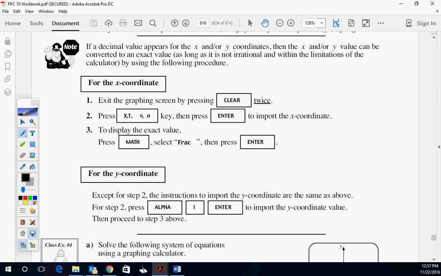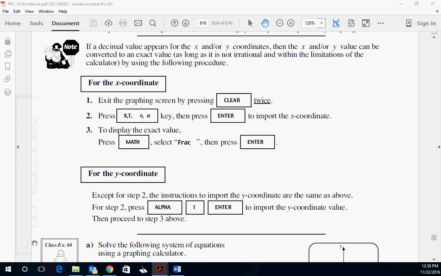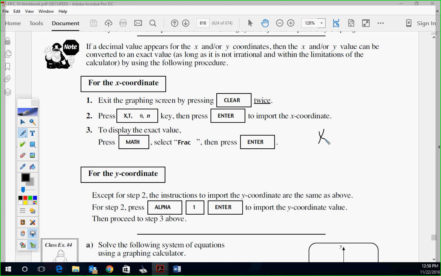But what this is telling you is, for example, if we do a solution where we get x equals 2.6 repeating, I'm just making this up. If I do x enter, it'll give me that number. But next I'll hit math, fraction, and it'll change that to a fraction, which is exact. I won't have to round. That's what this does for you.